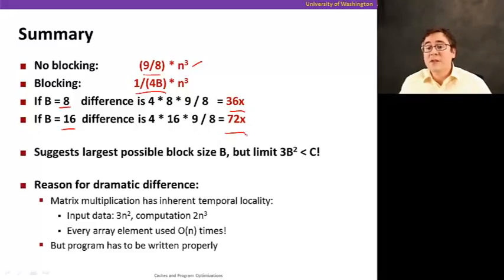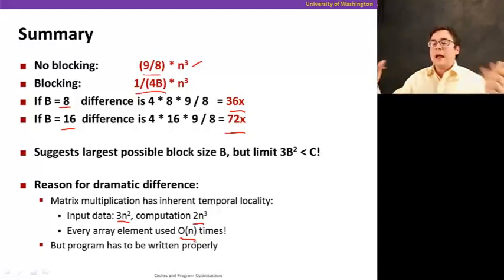Okay. So the reason for the dramatic difference is that matrix multiplication inherently has temporal locality, but you have to reorder the operation to take advantage of that. Okay, so the input data is 3n squared and the computation is 2n cubed. So every array element is accessed order n times. Okay, but the program really has to be written properly, otherwise the temporal locality is too far apart in time and the cache can't capture it.